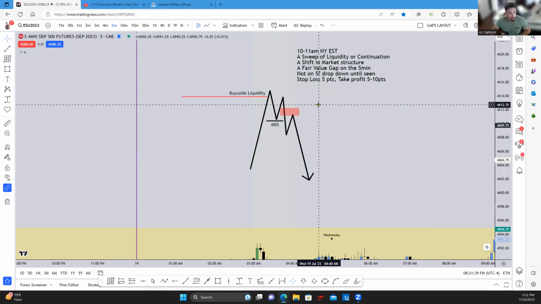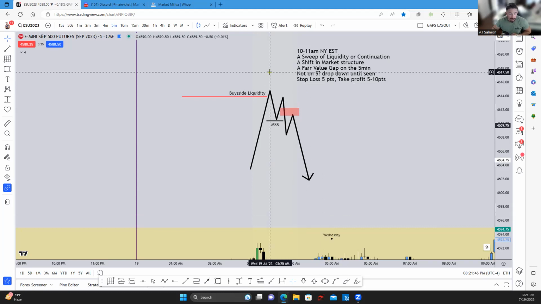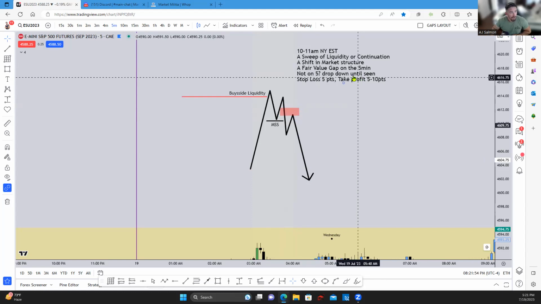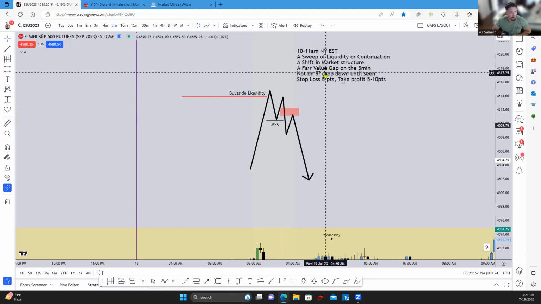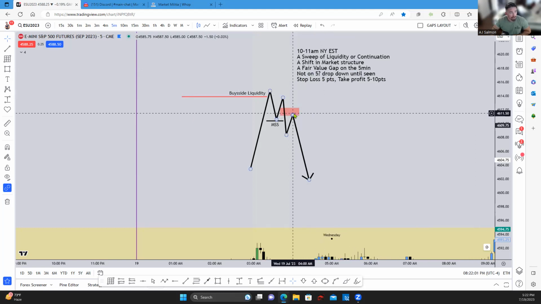Now, what time frame do you want to start looking at fair value gaps? For this strategy, you're going to be starting on the 5-minute. And if you don't see it on the 5-minute, you can drop down all the way to the 30-second. But the 5-minute is going to be your strongest confirmation. So after we get that 5-minute fair value gap, then we're going to be looking to take an entry. You can take it right at the edge, or if you want to try to get 50%, I like to just take it right at the edge of the fair value gap.